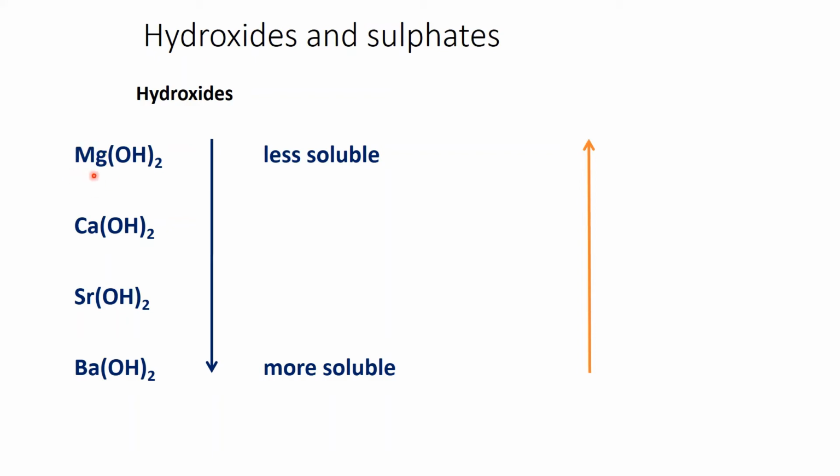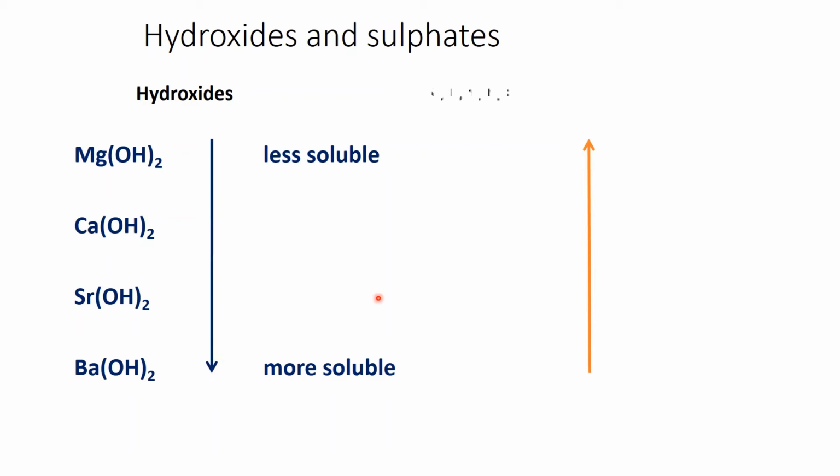In any case, in terms of the trends of the solubility, as you go down the group, the solubility increases. Magnesium hydroxide is barely soluble at all. Calcium hydroxide is sparingly soluble, and these are incredibly soluble. So the solubility increases as you go down group 2.